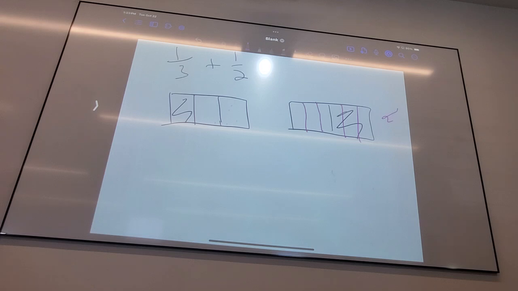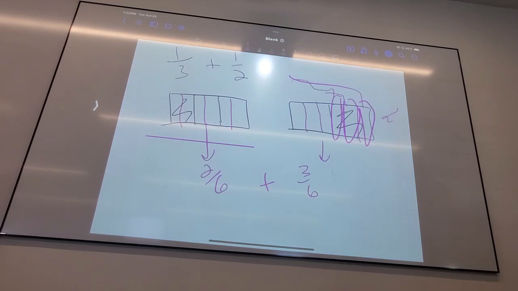Now it's out of 6. Now what are you going to chop this up into? Each part I'm going to cut into halves. I'm going to cut it into 2 parts. So now this represents what? 2/6, and this represents 3/6. And now I can add them. I could take these out, and I can plop them into these spots, and I'm going to end up with 5/6. Okay, I like it.